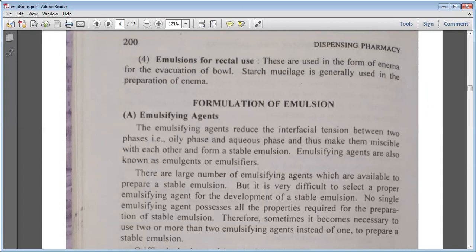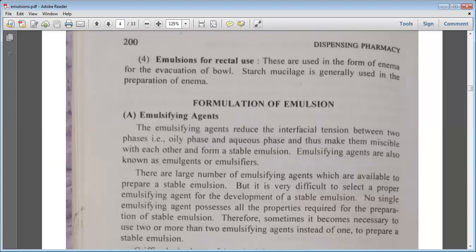So in order to put this oil into the aqueous phase, you need to break the oil into small globules, and you have to use a third substance known as an emulsifying agent. This emulsifying agent will protect the oily globules and keep them dispersed in the aqueous phase, forming a stable emulsion.